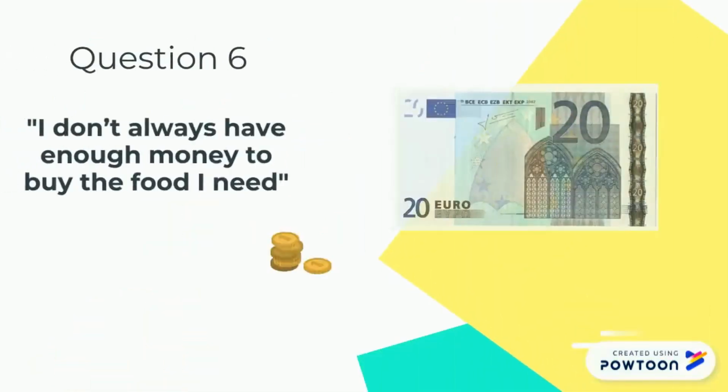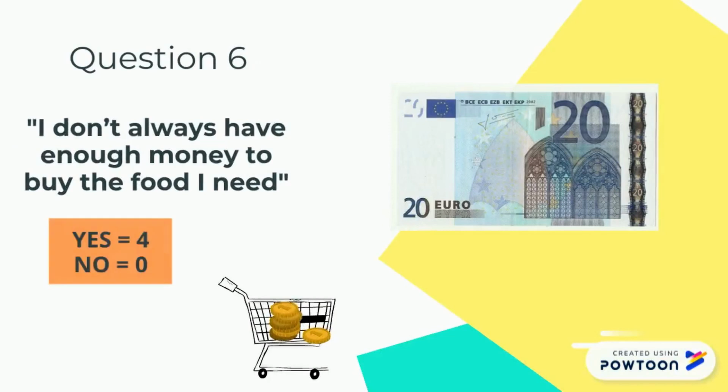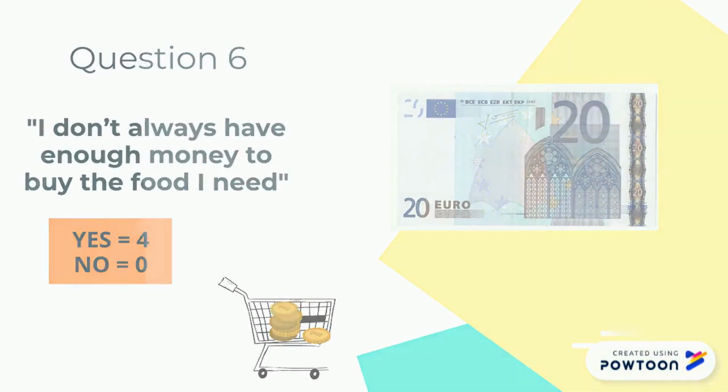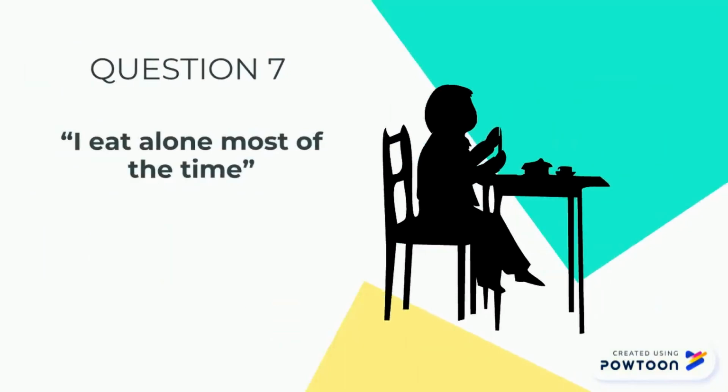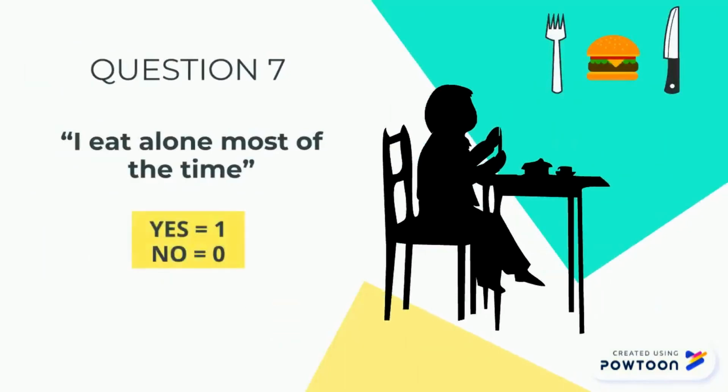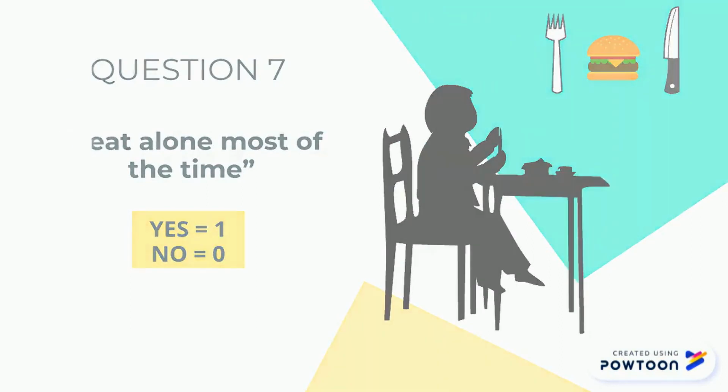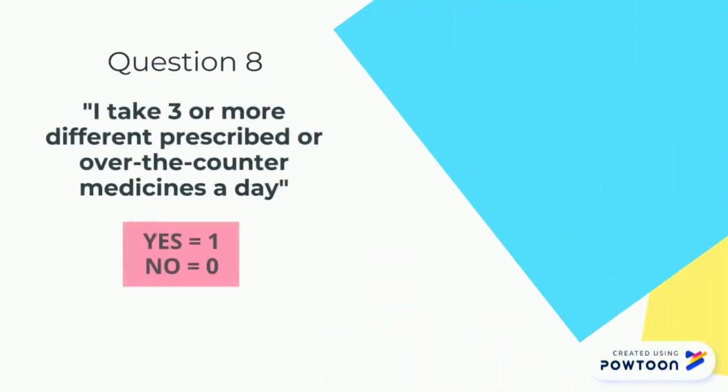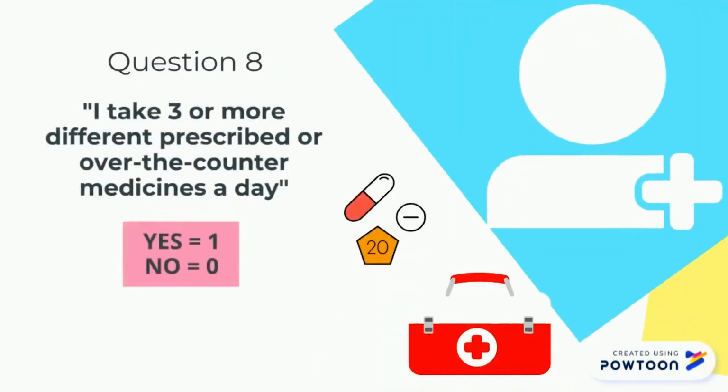Question 6. I don't always have enough money to buy the food I need. If you answer yes to this question, add 4 to your nutrition score. Question 7. I eat alone most of the time. If you answer yes to this question, add 1 to your nutrition score. Question 8. I take 3 or more different prescribed or over-the-counter medicines a day. If you have answered yes to this question, add 1 to your nutrition score.